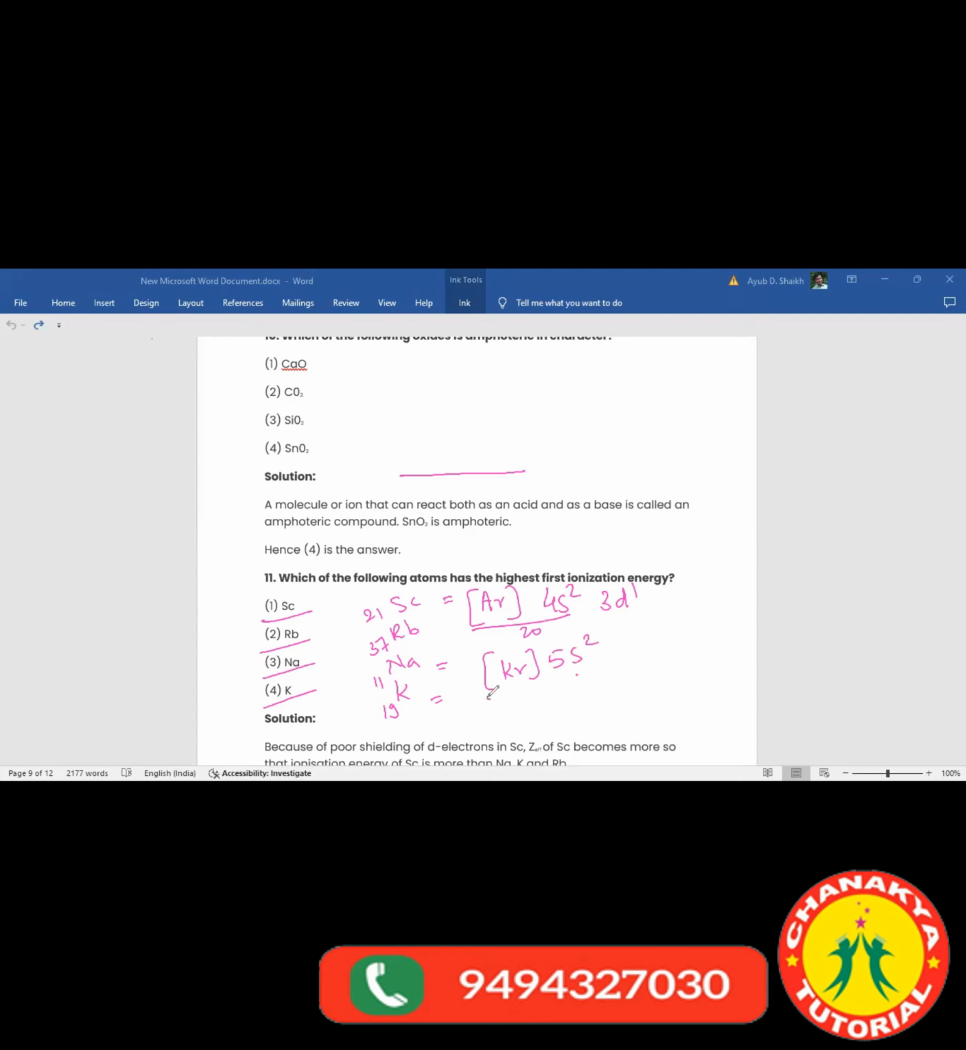So for the krypton, it would be how much? 36, right? And Rb, it should be 37, correct? Now for sodium and potassium, all of you are aware that's really very easy, right? For the sodium, atomic number 11, I'll write it here: 1s2, 2s2.